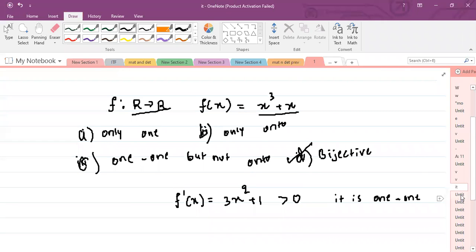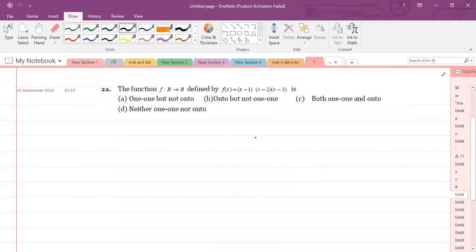Okay, so let us move into the next problem. Problem number 22. The function f from R to R defined by f of x is equal to x minus 1 into x minus 2 into x minus 3 is.